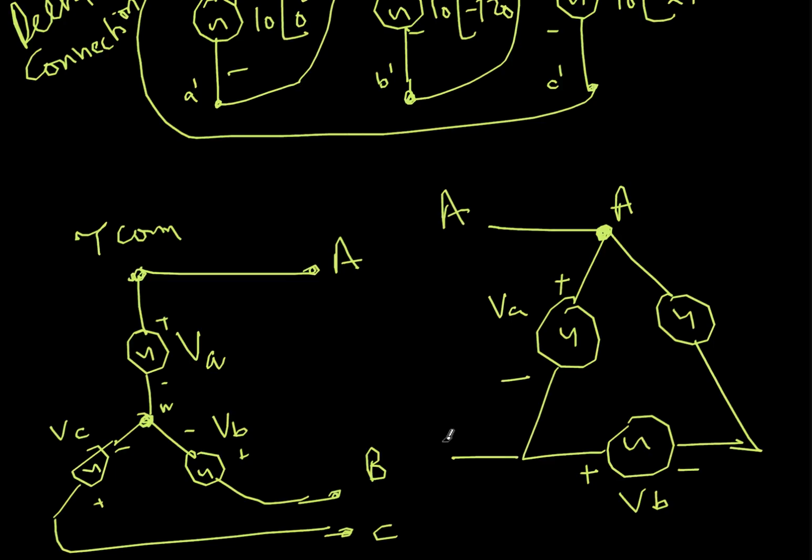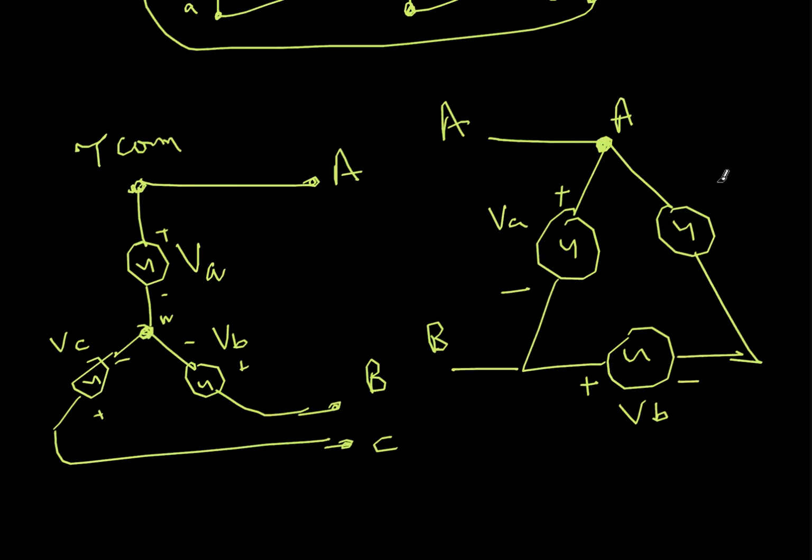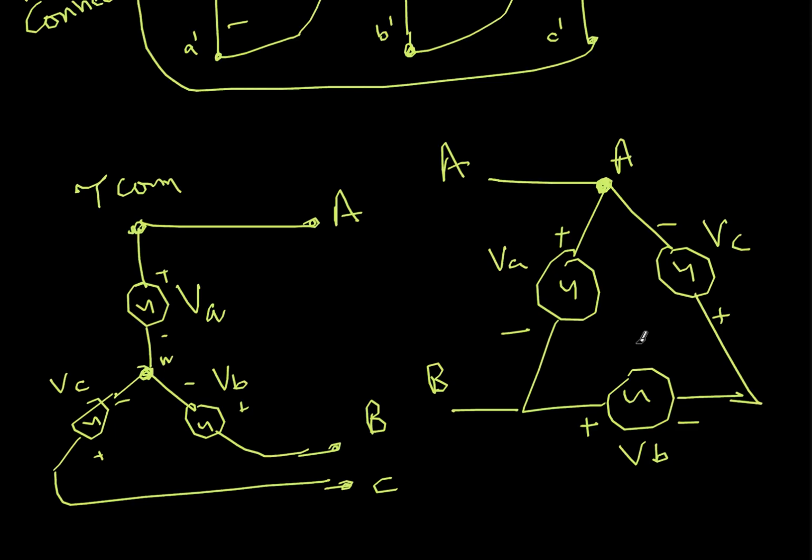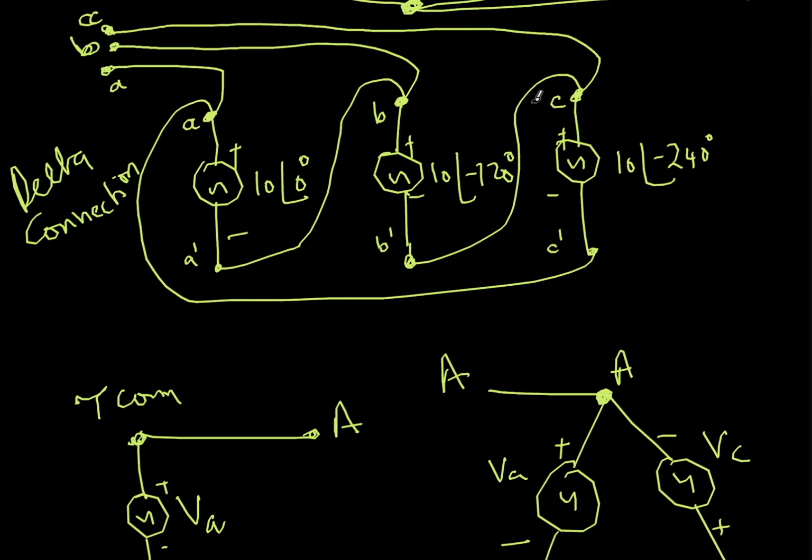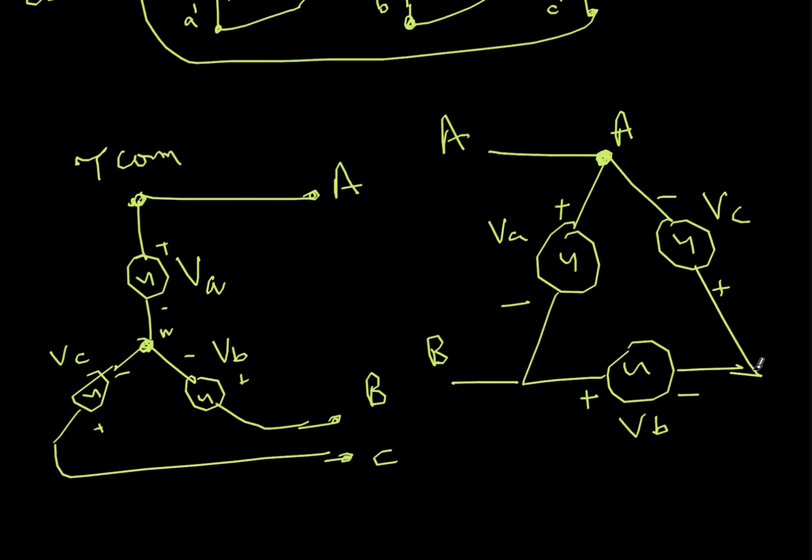So this is A, this is B, and then finally this is VC, and the positive terminal of C is connected to the negative terminal of B. You can see here the negative terminal of B is connected to the positive terminal of C, and this one we're calling C. So A, B, C. So these are voltage sources connected in the form of delta, as opposed to voltage sources connected in the form of star. So this is delta connection.